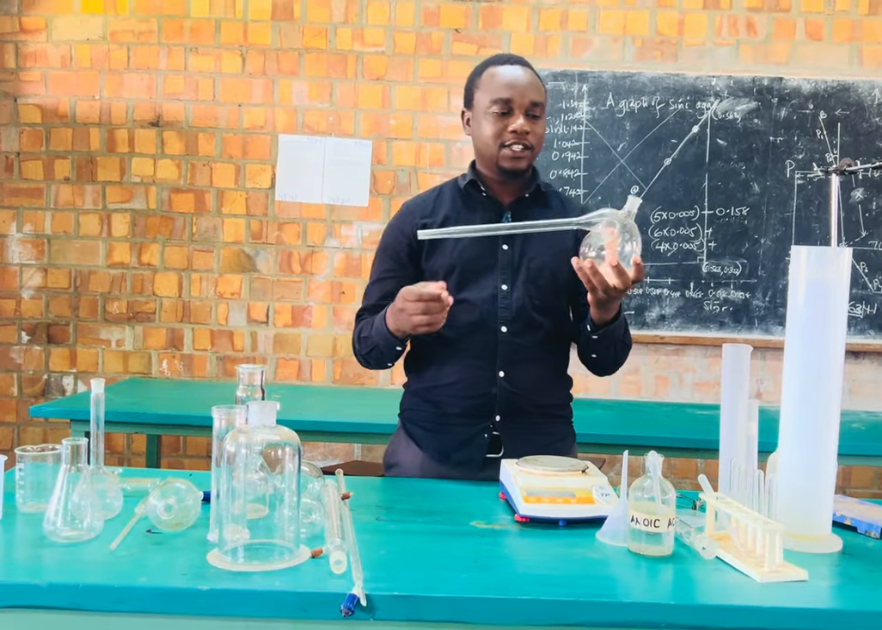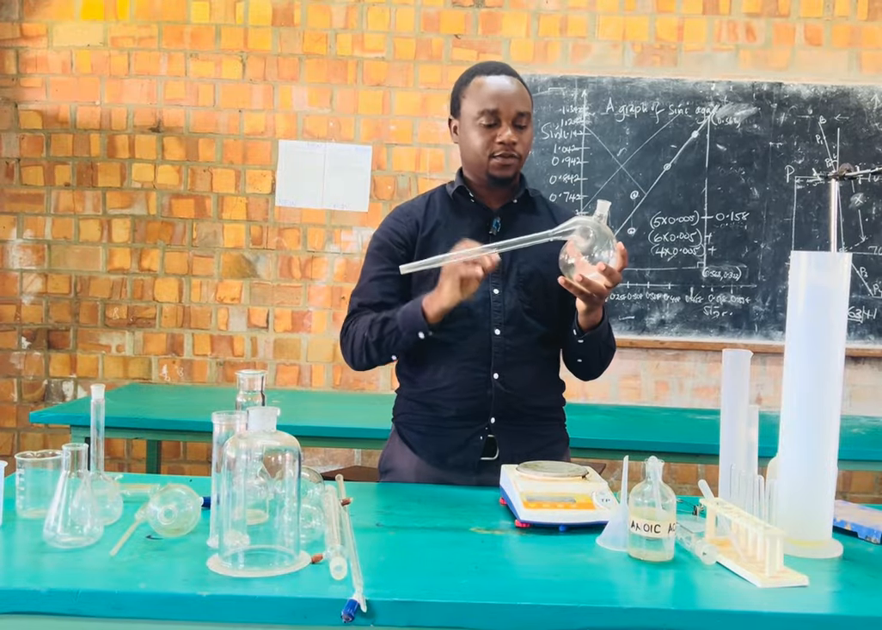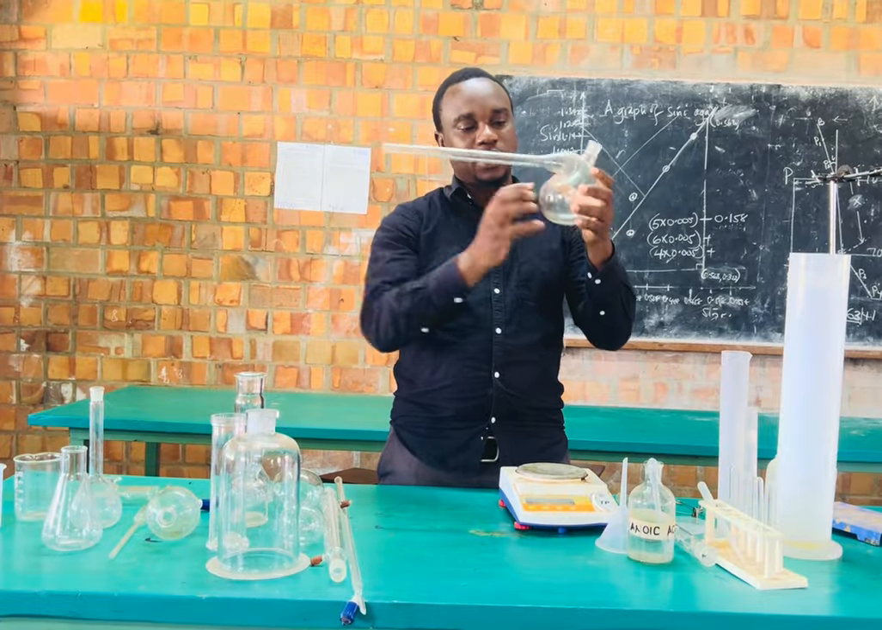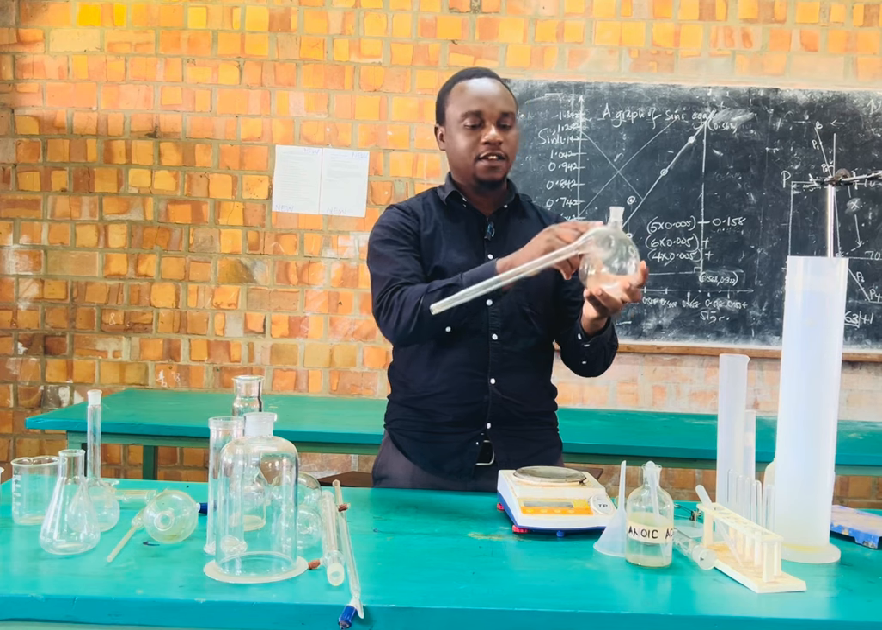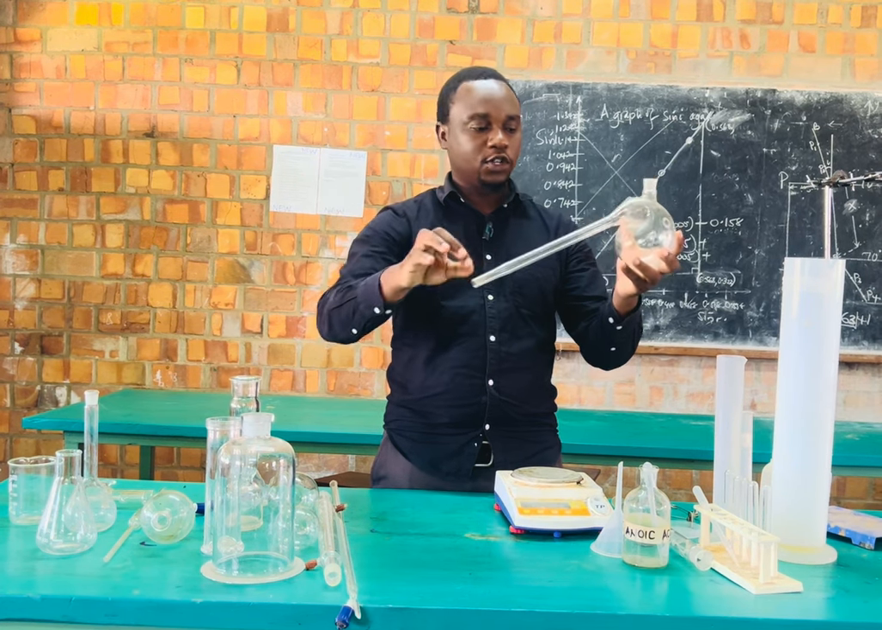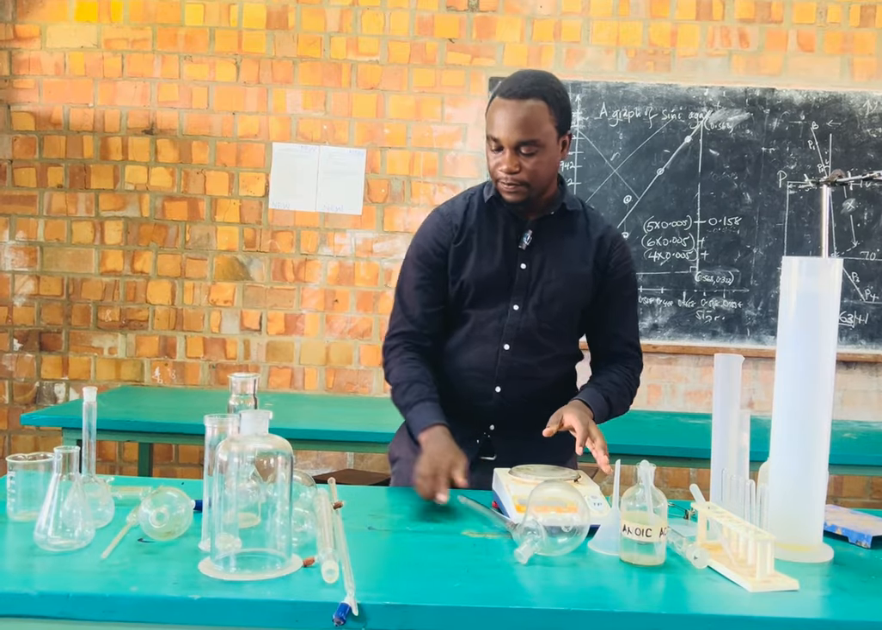Then we have a glass retort flask. This one is used to carry out a distillation. When carrying out distillation, we put our mixtures here, then we heat on a Bunsen burner, and then the vapors are collected through this long tube. So its name is a glass retort flask.